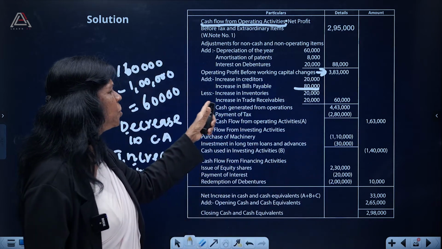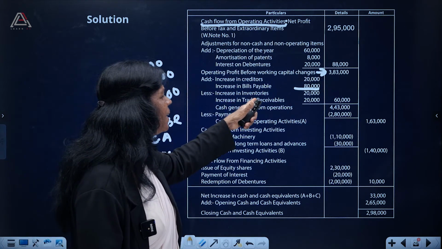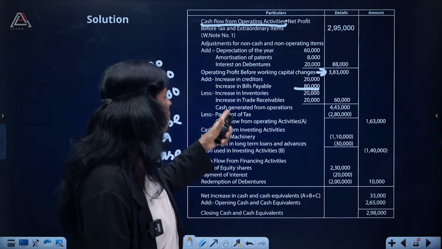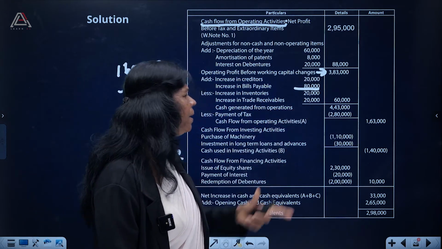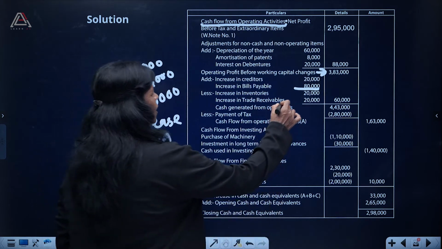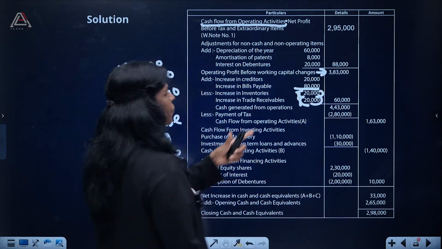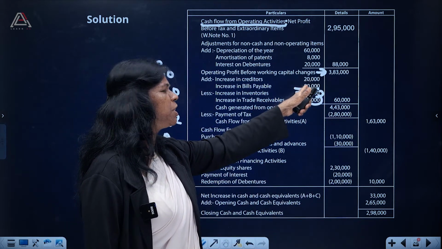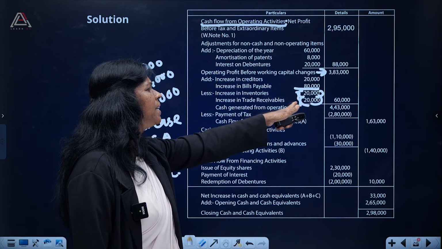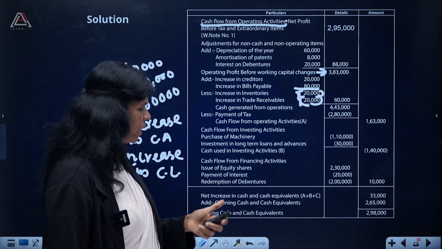Then along with this 1 lakh, 2 items we have to minus. That is increase in inventory, that is increase in current asset. How much? 20,000. Then increase in trade receivable, how much is it? 20,000. This 40,000 we have to deduct from this total. That is 20,000 plus 80,000, how much? 1 lakh. From this 1 lakh, we have to minus this 20,000. That is 20,000 plus 20,000, that 40,000 we have to minus.